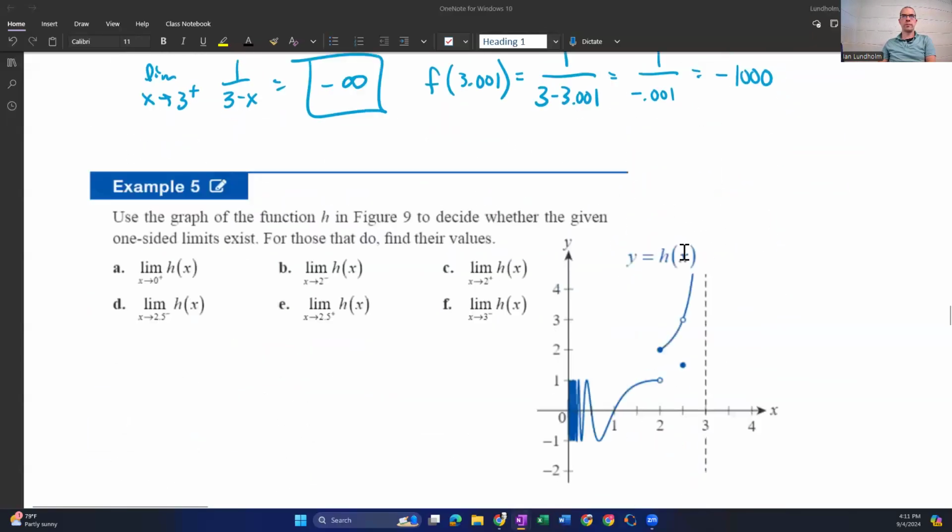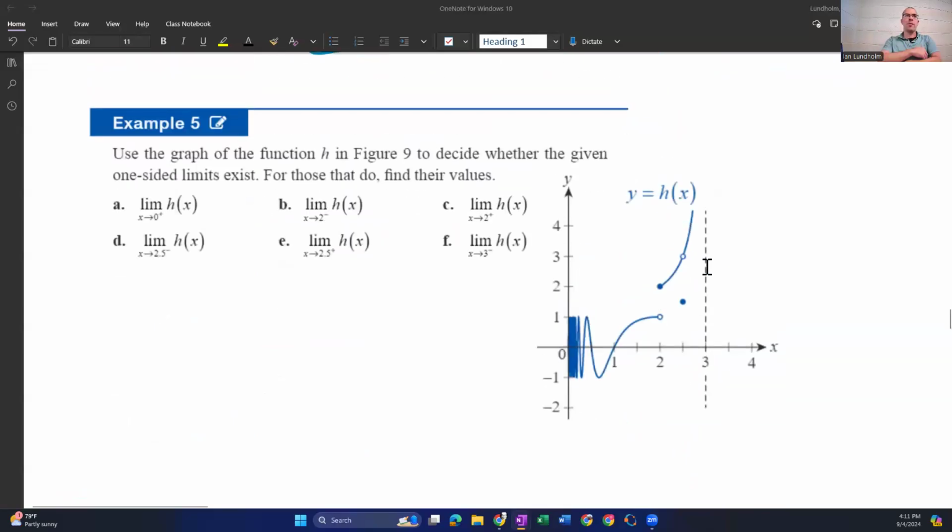Cool, cool, cool. Last problem. Let's use this function h to decide whether the given one-sided limits exist. Again, we've talked about these. Maybe go ahead and try to see if you can do these on your own for a few seconds. Maybe take 60 seconds or something. Go ahead and pause me. But try to see if you can work these ones out, and then we'll talk about them together. Or I'm really just going to talk about them right now.